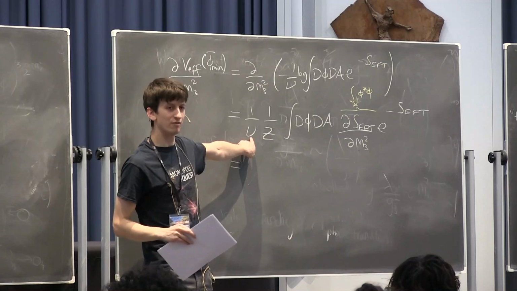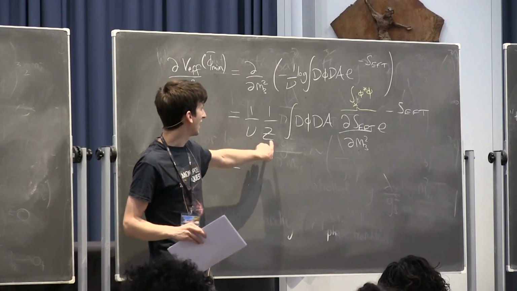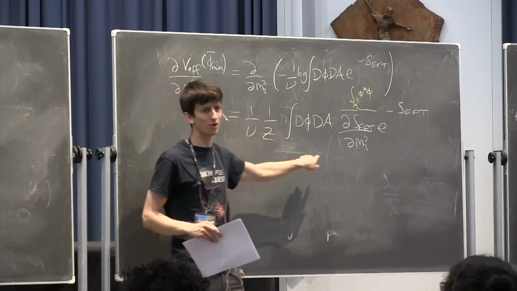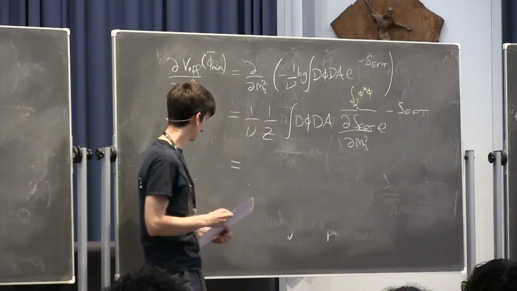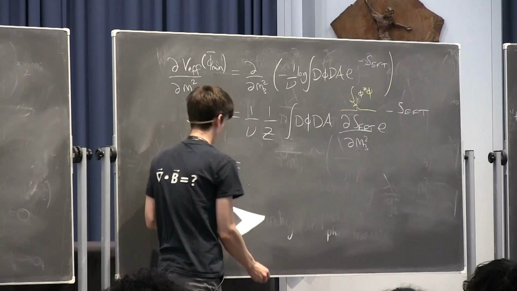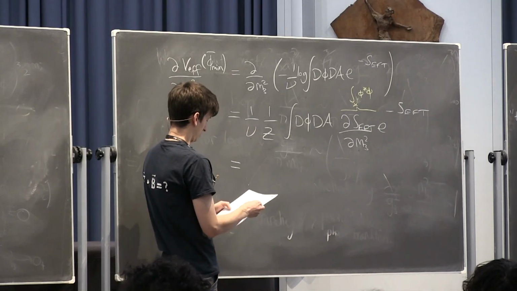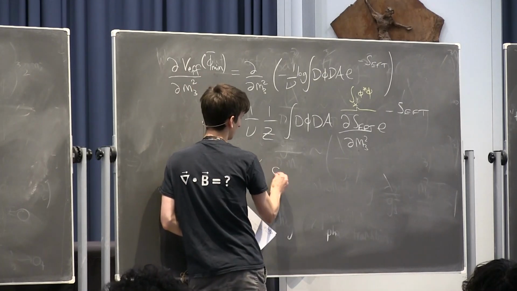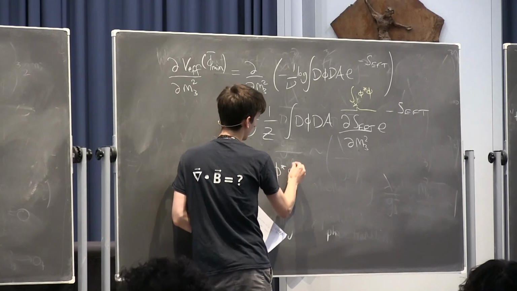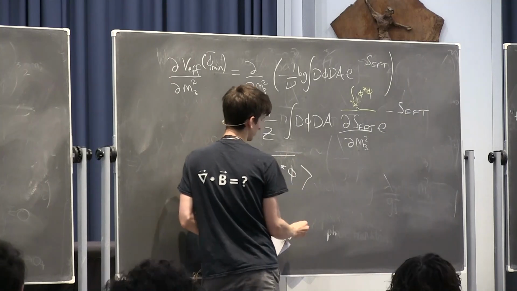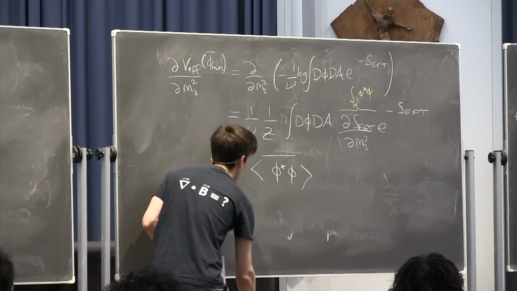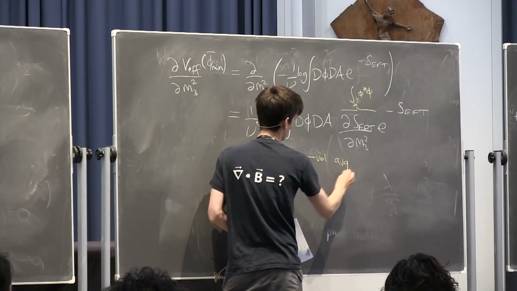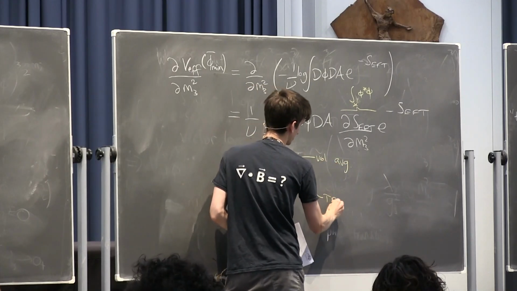But then I'm going to divide by volume. I have a 1 over z. This is just an expectation value. Can you see that this whole thing is just an expectation value? So the answer is just the expectation value of phi star phi, volume averaged. This is my vol average, and this is my thermal field theory average.